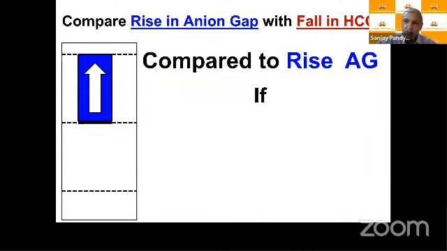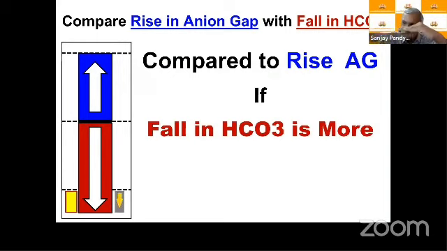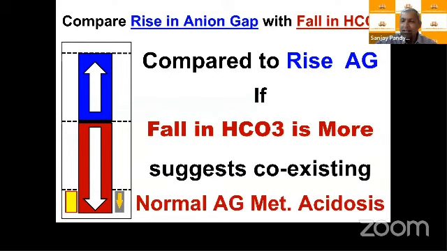Now, the last part of today's discussion: as compared to rising anion gap, if the fall in bicarbonate is more, that means bicarbonate instead of both being this much, the fall in bicarbonate is more. That means there is some disorder which reduces bicarbonate further, and that is coexisting normal anion gap metabolic acidosis. As we had discussed, metabolic acidosis has two parts. One is high anion gap, like lactic acidosis, diabetic ketoacidosis. So if there is a high anion gap, this may be the underlying problem.